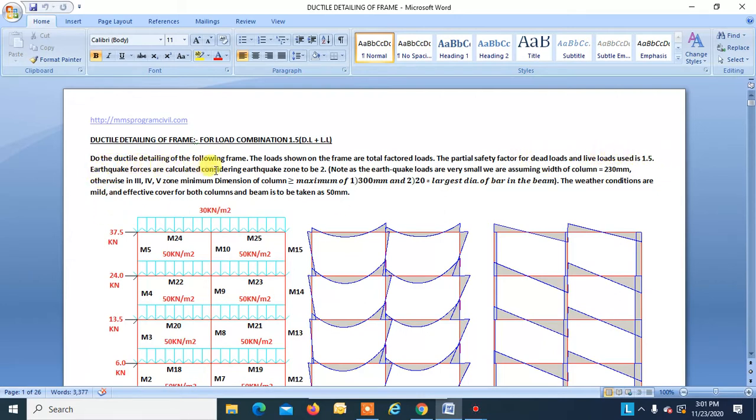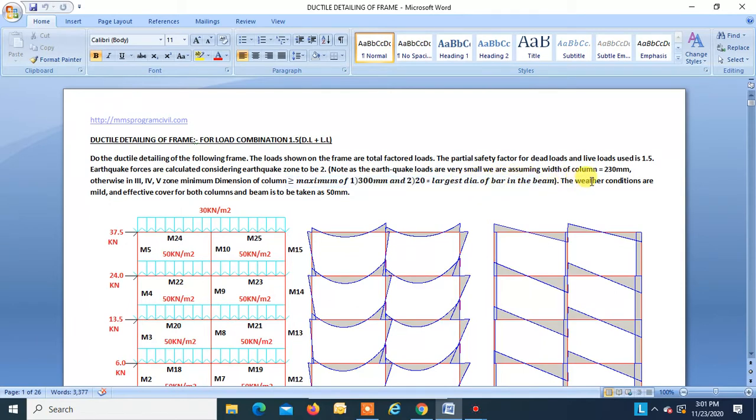Earthquake forces are calculated considering earthquake zone 2. Note, as the earthquake loads are very small, we are assuming the width of column equal to 230 mm. Otherwise, in zones 3, 4, 5, the minimum dimension of the column should be greater than or equal to the maximum of 300 mm or 20 times the larger diameter of the bar in the beam.